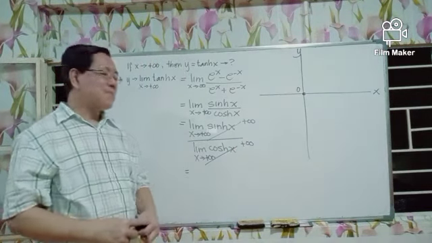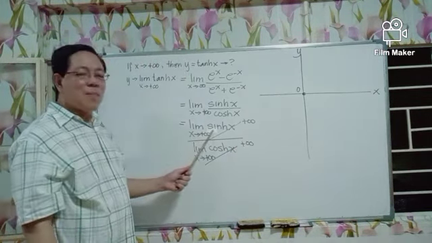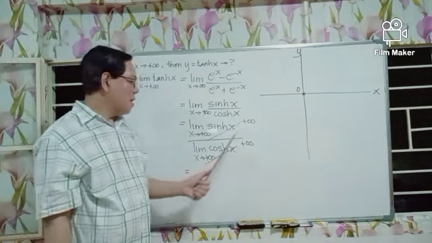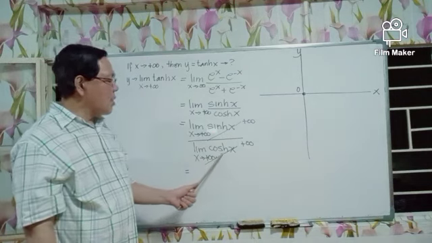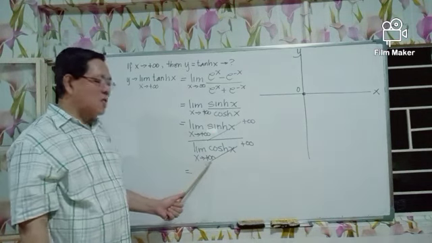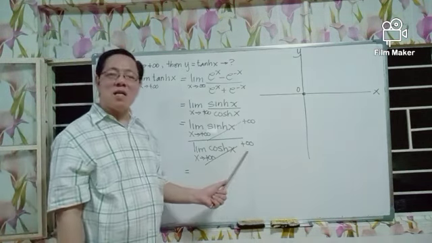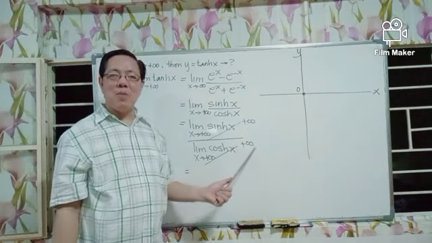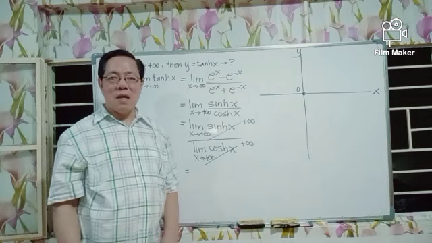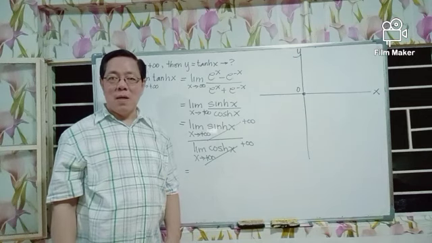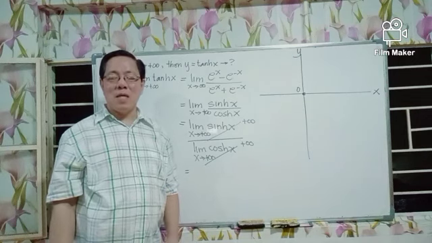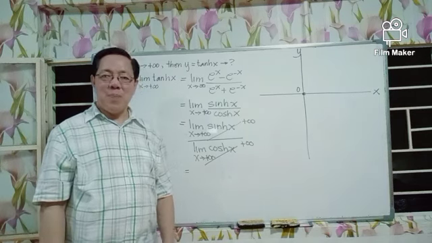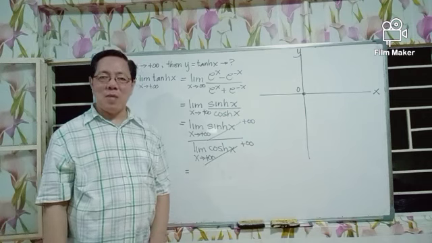But this limit of hyperbolic sine of x is not exactly equal to positive infinity, and the limit of hyperbolic cosine of x as x approaches positive infinity is not exactly equal to positive infinity. Because if you have positive infinity over positive infinity, then that is not equal to 1. And that's what we call indeterminate form. We cannot determine the value of positive infinity over positive infinity.